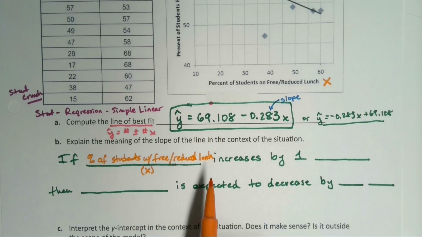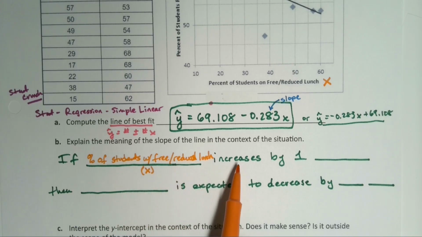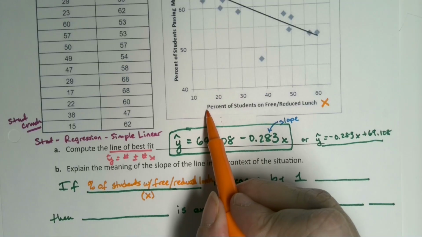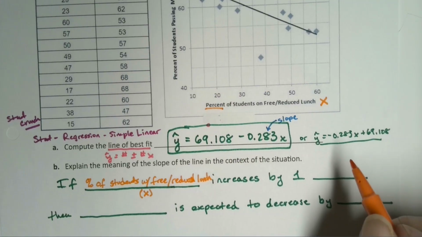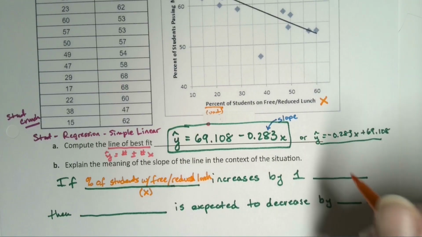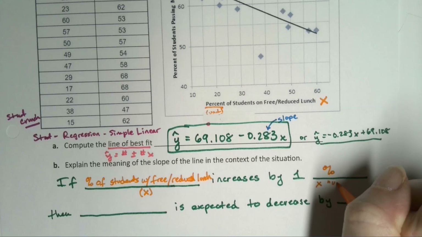It's not a number. So if x increases, if the percentage of students on free reduced lunch increases by 1 unit, well, what was the unit? Well, it was kind of percent, right? So that's the unit, if you will. A lot of times these will have units like feet or whatever, but in this case it'll just be percent. So that's the x unit, if you will.